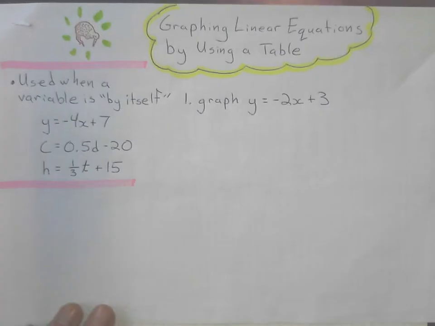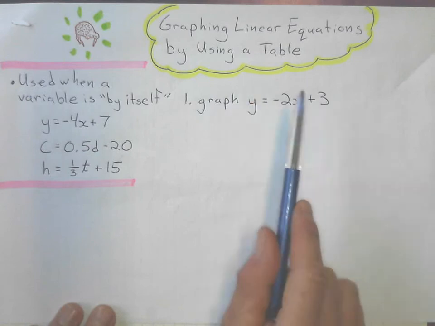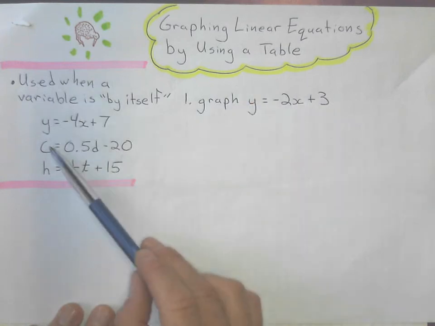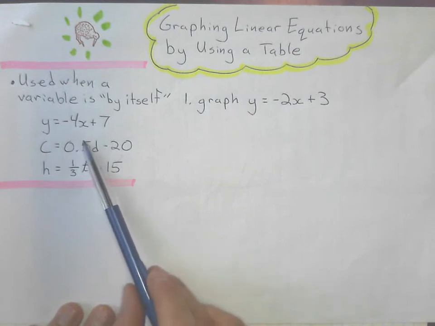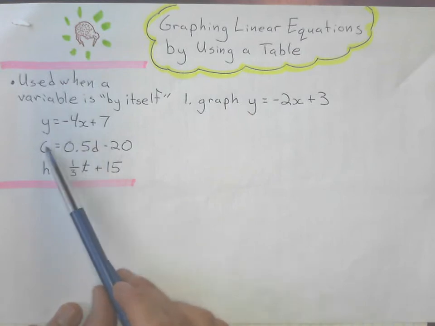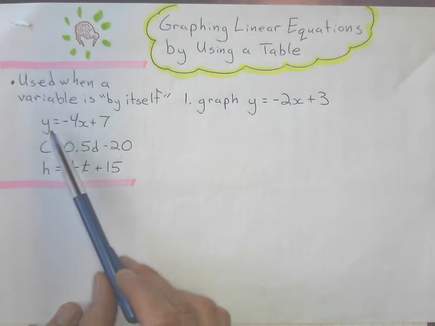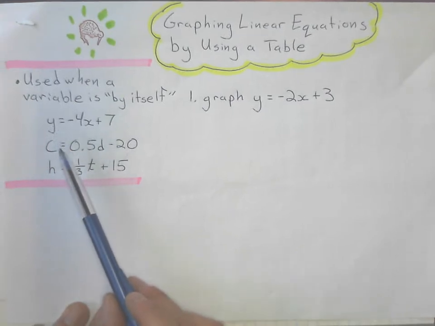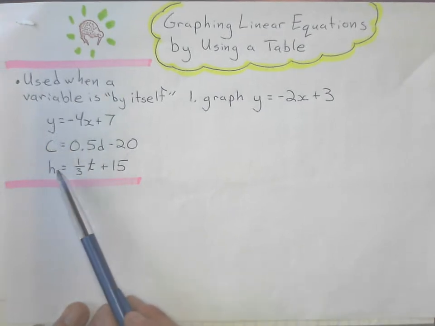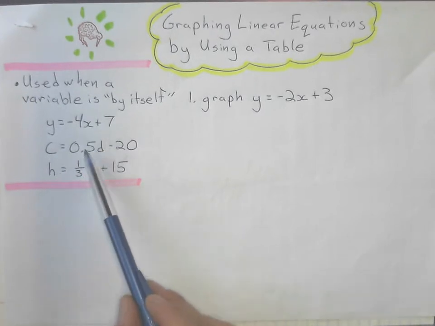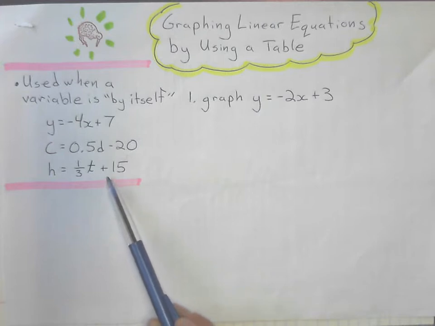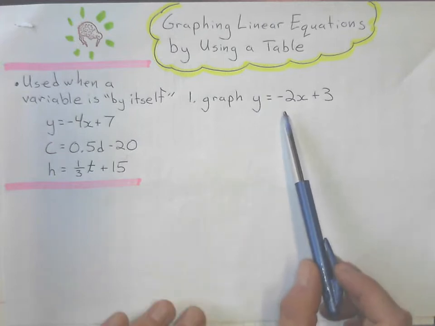Alright, we're going to be graphing linear equations by making a table. We want to use this method when our equation is set up like this, when we have some letter by itself, whether it's the y variable, or c for cost, h for height, or hours. If it's in this form, we can make a table and plot the points. Our first example is right here.